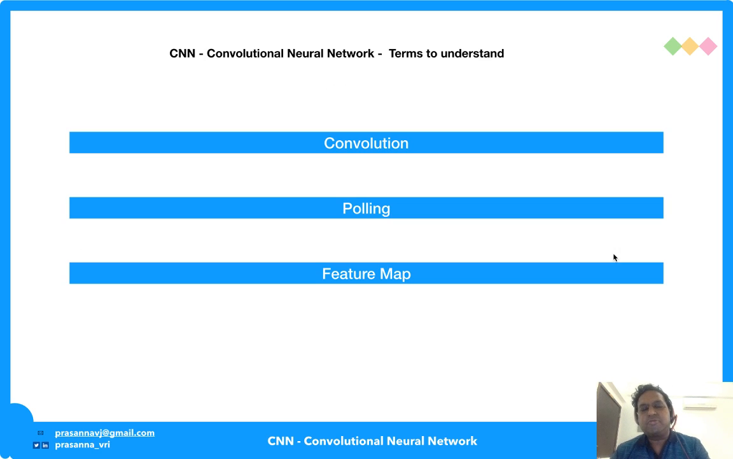And before we start understanding the details, let's introduce some of the things: what is convolution, what is pooling, and what is a feature map.